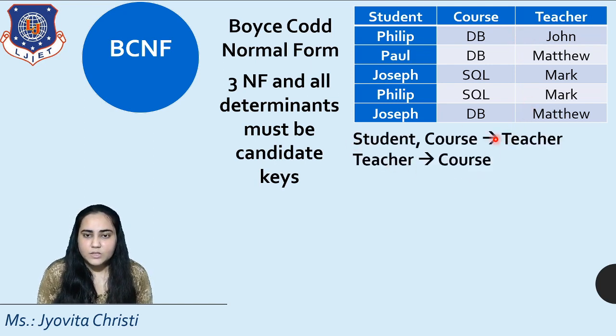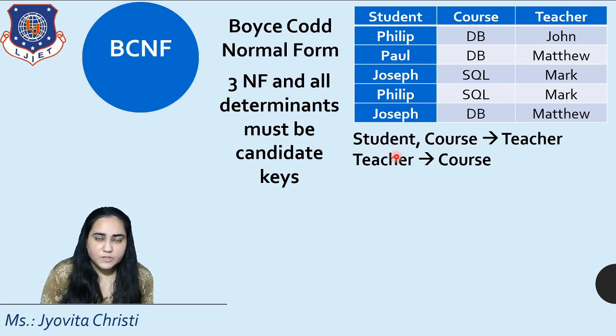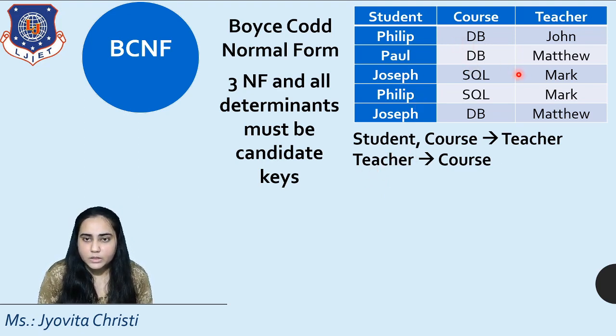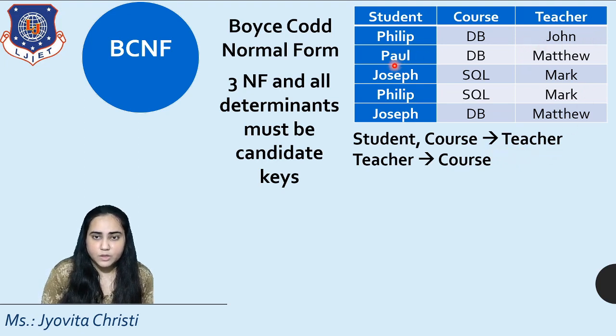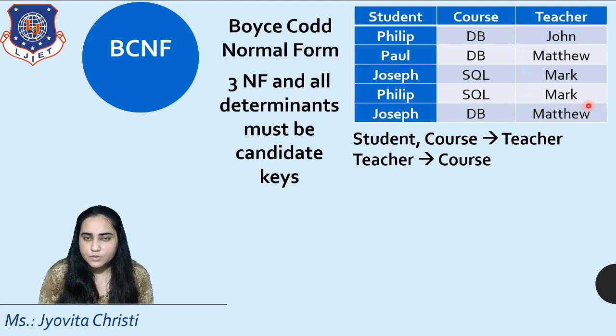Now these are the functional dependencies present here. You can see that student and course together determine who is the teacher. For example, if I say that Philip is studying database and who's teaching him, then you have one single answer, which is John. And if I ask you Philip is studying SQL and who's teaching him SQL, then also you have one single answer, which is Mark. So also if I ask you the question, who is teaching SQL to Joseph, there's only one answer, Mark. And who's teaching DB to Joseph, you have again one answer, Matthew. And who's teaching DB to Paul, one answer, Matthew.